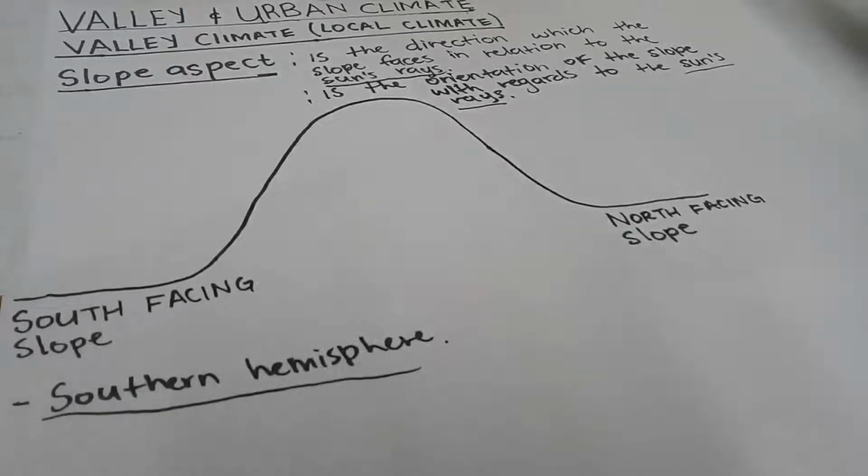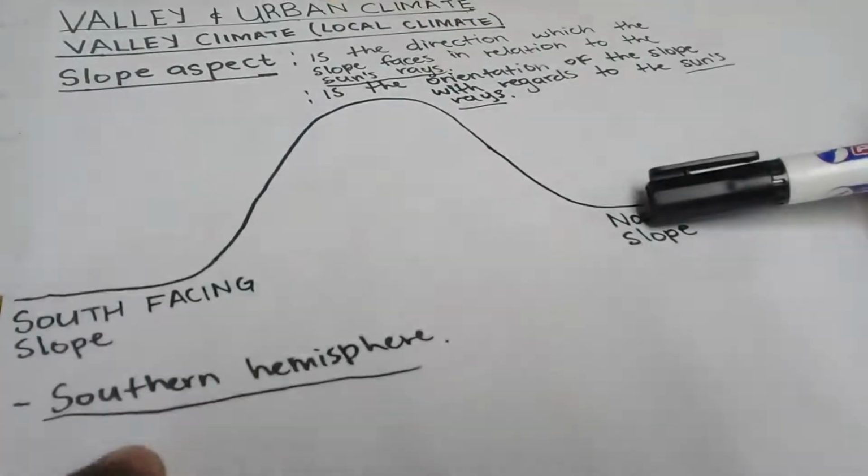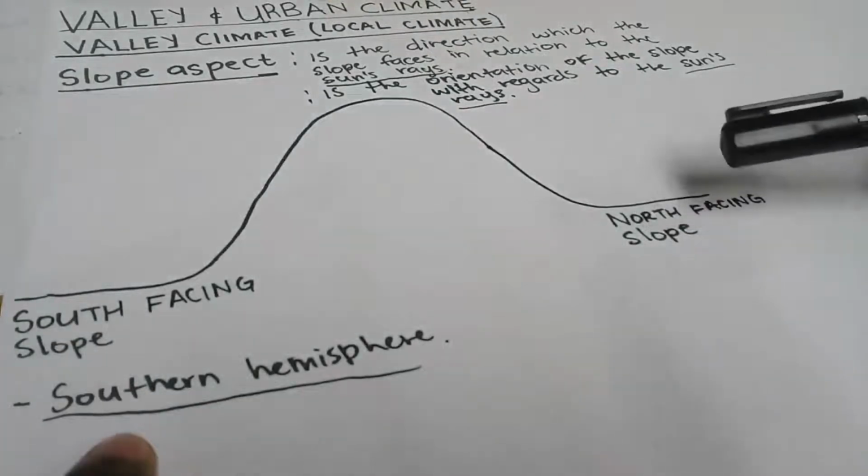In the southern hemisphere, we're talking about here in South Africa, Zimbabwe, all of these countries in the southern hemisphere, Brazil, Argentina. In the southern hemisphere, the north must be the opposite of the very first one.